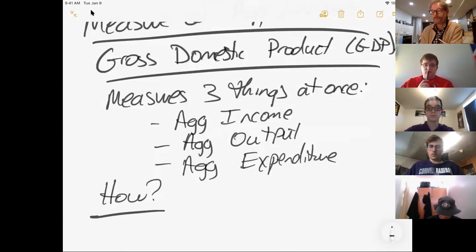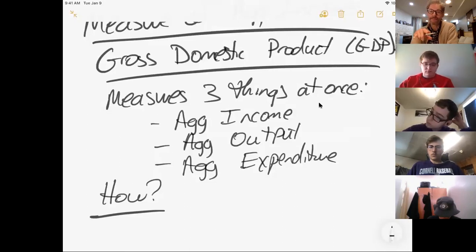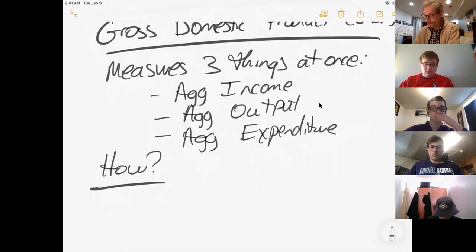My advice to you is don't think too hard about this. Sunny says, I think if one is reflective of the other, like total income may explain total expenditure too. Yeah, particularly if they're equal. That's how GDP measures three things at once. Why? Because these three things are equal to each other.